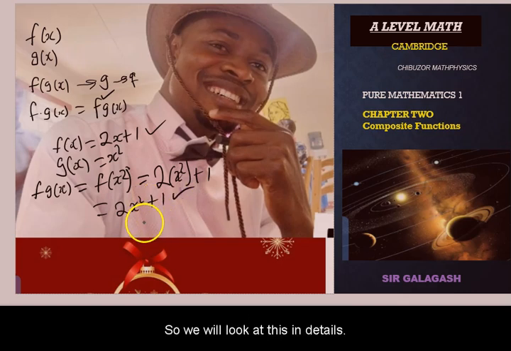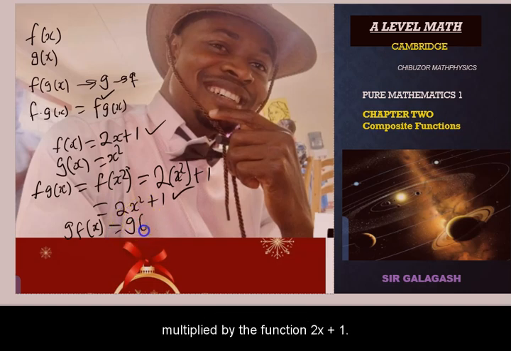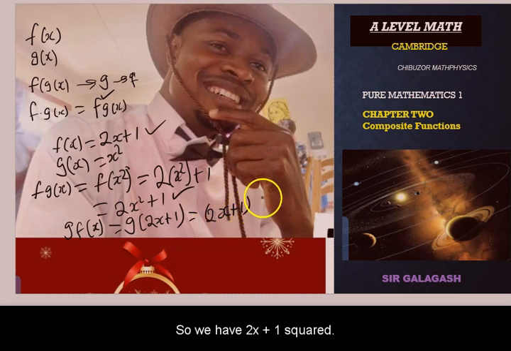So we will look at this in detail. Again, in this case we can have g f of x. G f of x would be the function g applied to the function 2x plus 1, such that we have 2x plus 1 squared, and this gives you 4x squared plus 4x plus 1.